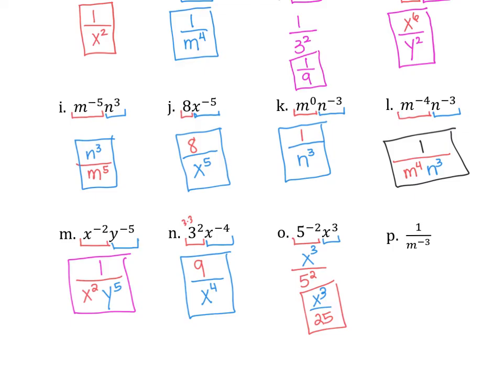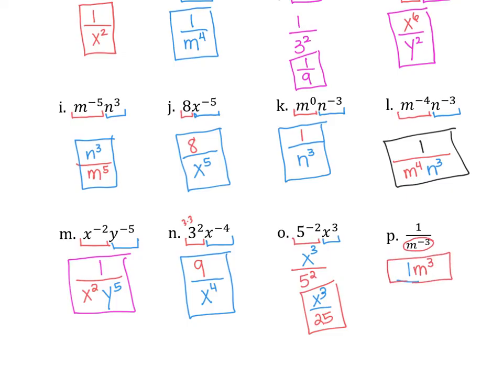Okay, last one's a twist. Okay, the 1, nothing wrong with the 1. Let's keep it at the top. Okay, now I look at the bottom. The bottom has m to the -3. Okay, it's a negative exponent, so I need to move it. But it's already at the bottom. Since it's already at the bottom, I'm going to move it up to the top, and then I can change the exponent to a positive.